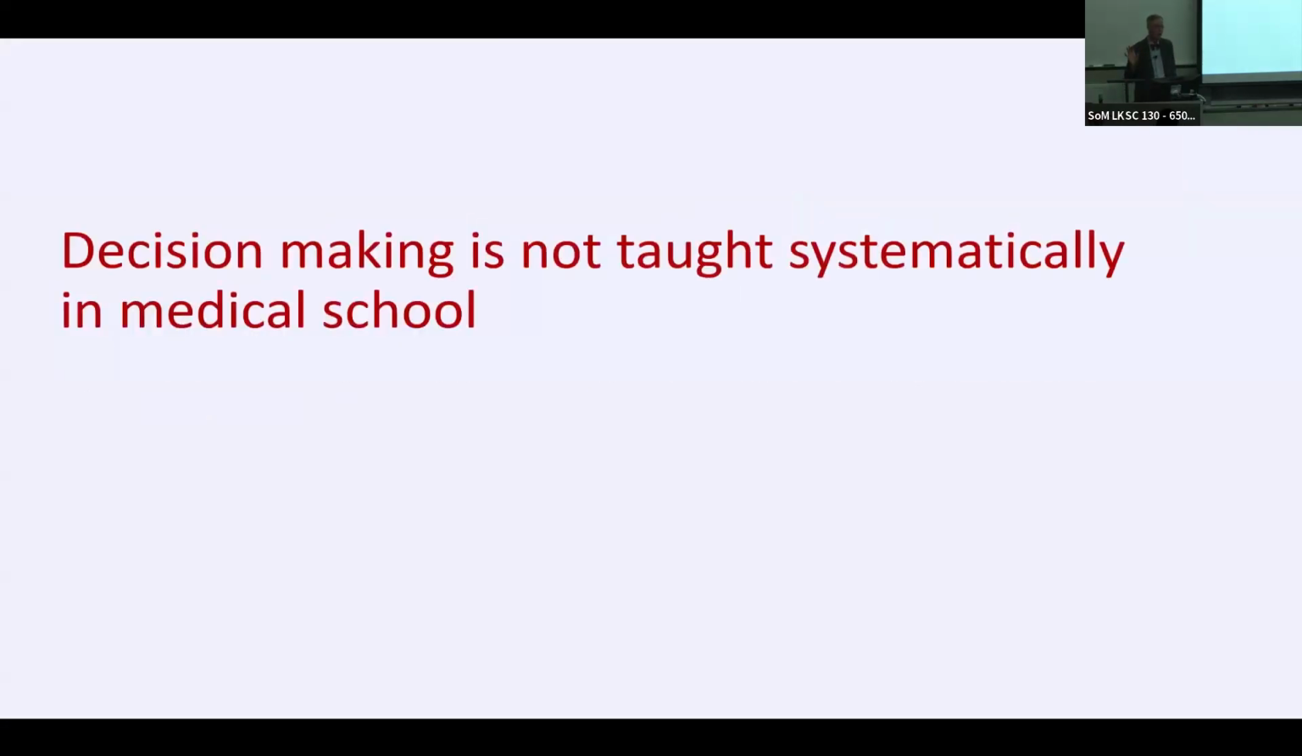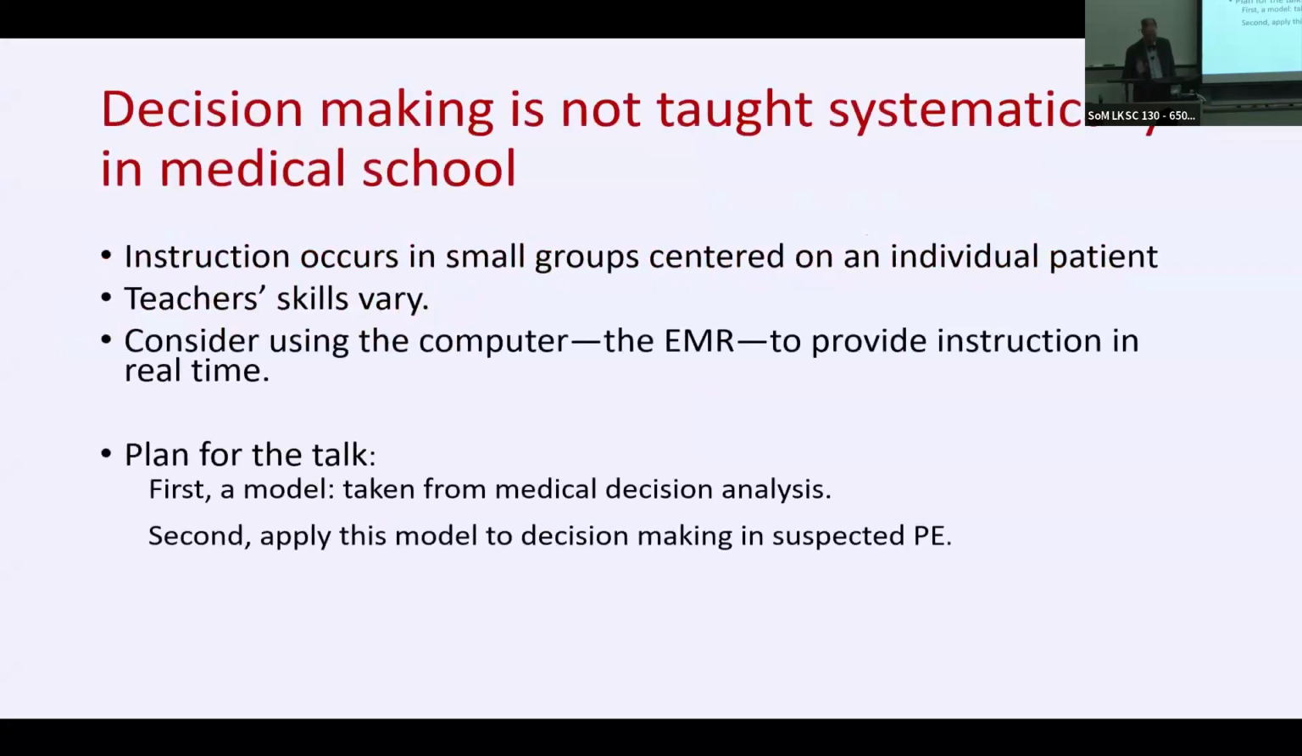So I start off with this challenging remark, and I hope we'll get a few people who will be nodding their heads about this. Why is decision-making not taught systematically? Well, for one thing, it occurs in small groups taught by a single teacher, and those teachers vary a lot in their skill set. We know that if we look within ourselves.